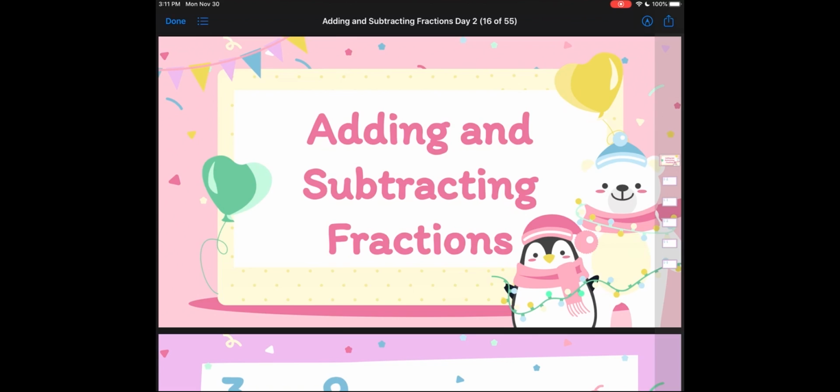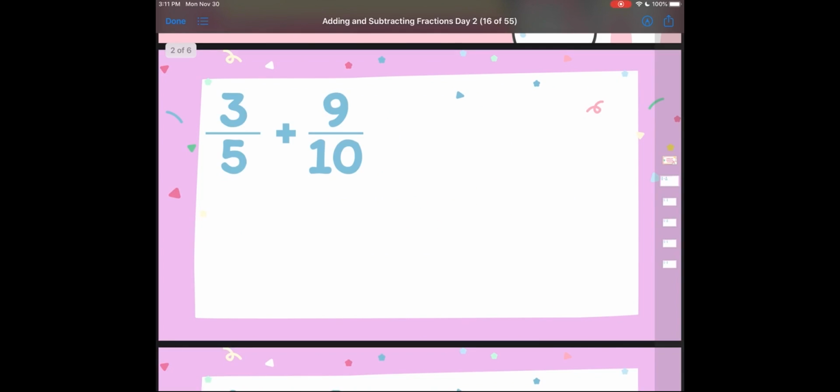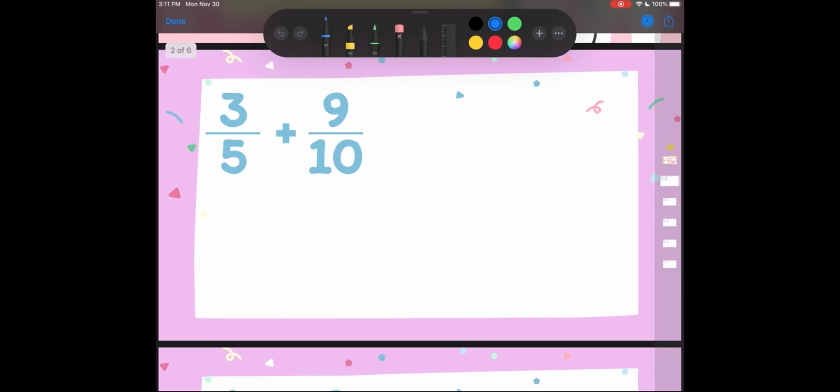So today we're going to continue adding and subtracting fractions. We're just reviewing some problems real quick before we get started on today's assignment, just so that we can review what we started learning before Thanksgiving break. So let's go ahead and start with our first problem. So our first problem, we have 3/5 plus 9/10.